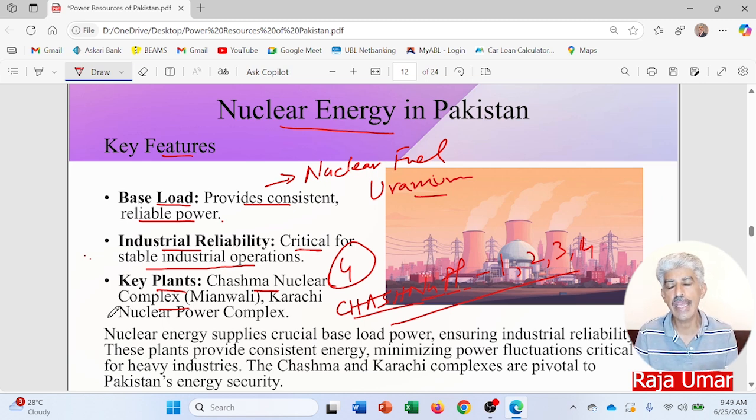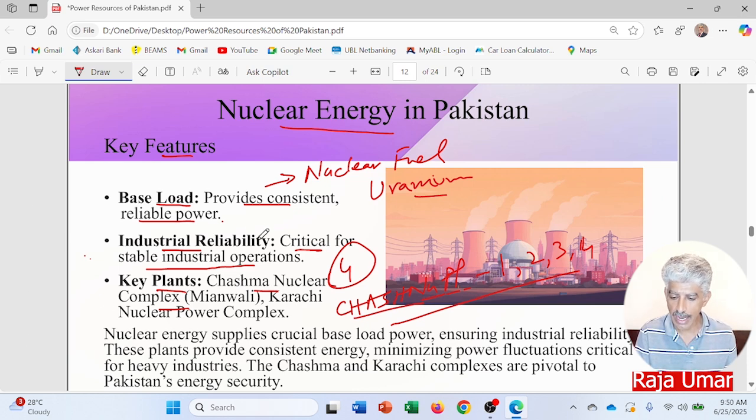And you know that there is the Chashma barrage over there very close, and you know that in the process of making nuclear power, there is the need of a lot of water. So the water is taken from river Indus. There should be a consistent water supply as well for carrying out the process of the nuclear power generation.